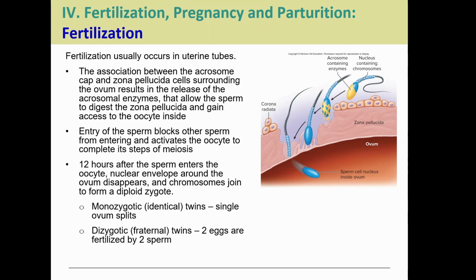When it comes to twins, how do we get twins? Monozygotic or identical twins, this is where a single ovum splits in that early developmental phase. Dizygotic or fraternal twins are two eggs fertilized by two different sperm. So identical twins are just that, they're identical. They have the exact same genetic material, but dizygotic or fraternal twins are basically just siblings, like normal siblings genetically, that share the womb together.